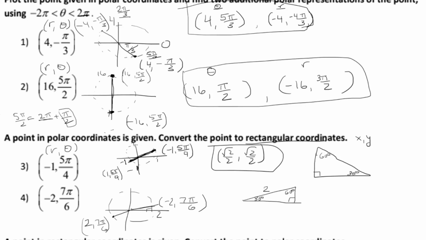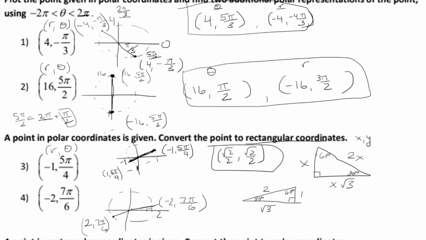If the hypotenuse is 2x, the side opposite the 30 degrees is x. The side opposite 60 degrees is x root 3. So for us, the hypotenuse is 2. The side opposite 30 degrees is half of that. And then for 60, it's root 3.